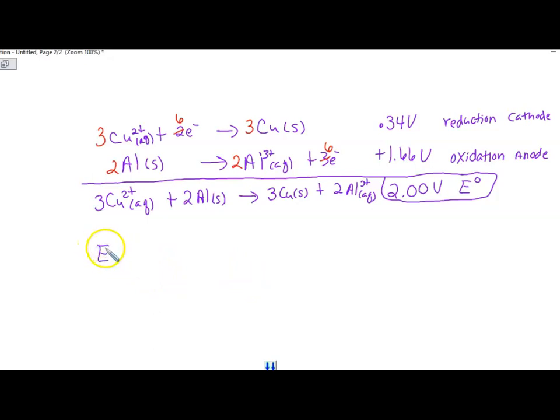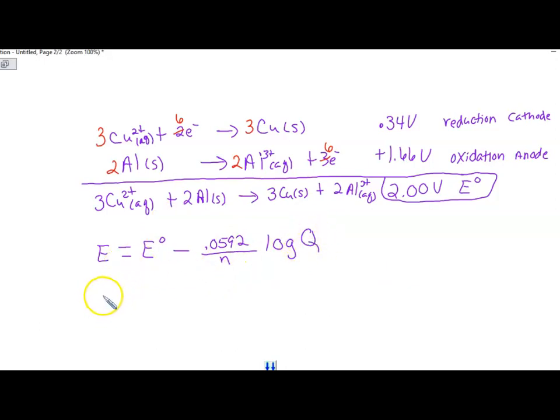So we are looking for the E not at standard condition, so the little naught is gone. And we're going to use the E naught, and we're going to subtract from that 0.0592 divided by our moles of electrons, and that's going to be multiplied by the log of Q. So the first order of business is to find Q, because all the rest we could just plug in. It's going to be easy. So we're going to find Q first.